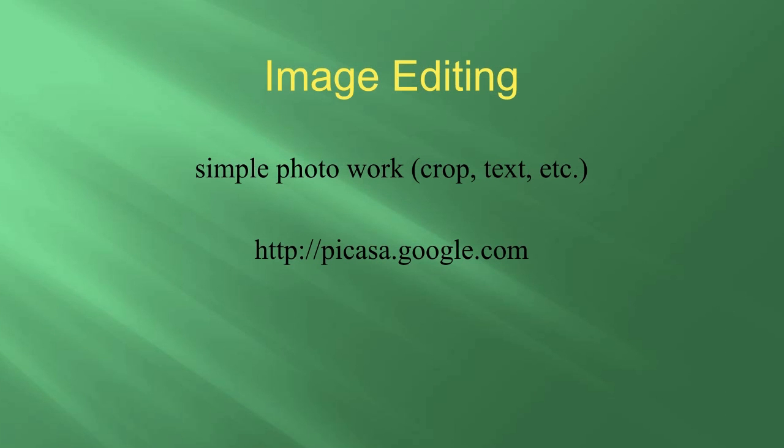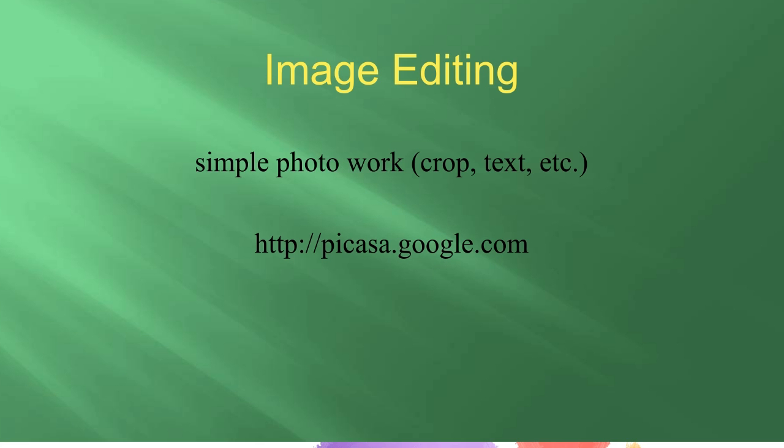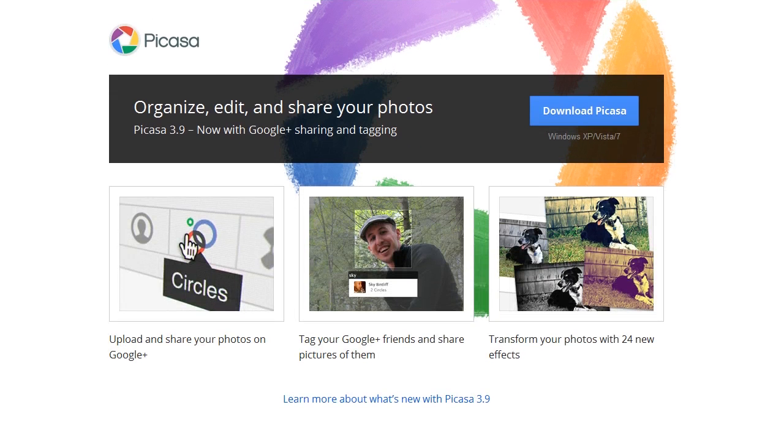It's also important to be able to do some basic image editing. Just simple photo work like cropping, fixing backlighting, things like that. And Picasa by Google is a great program for it. It's a free program and it has a lot of basic things that you can use to do simple fixes that will make any photo look better, whether you're using it for a book cover or a simple social media mention.